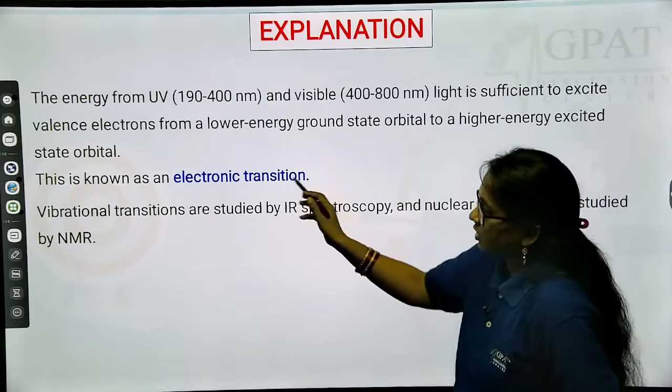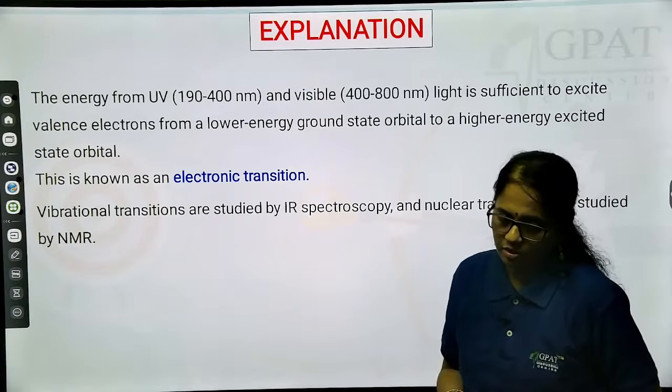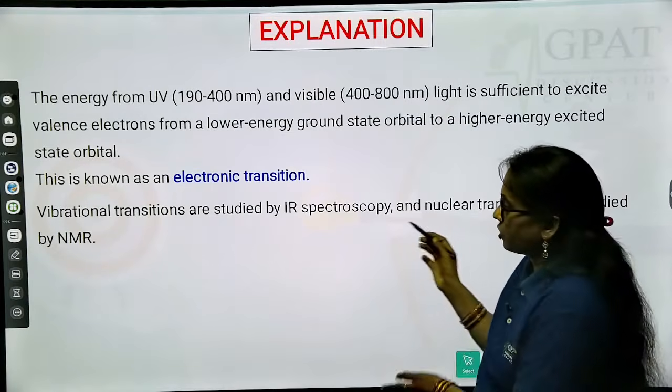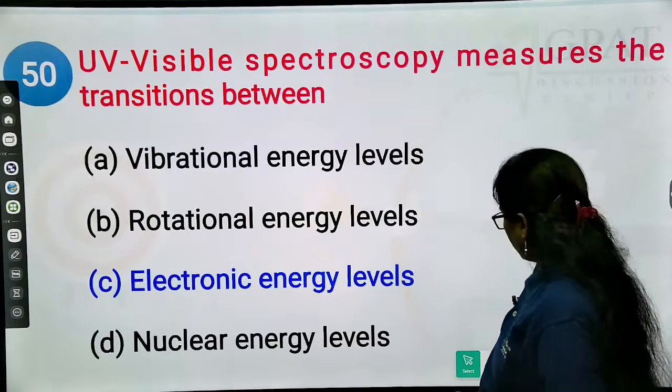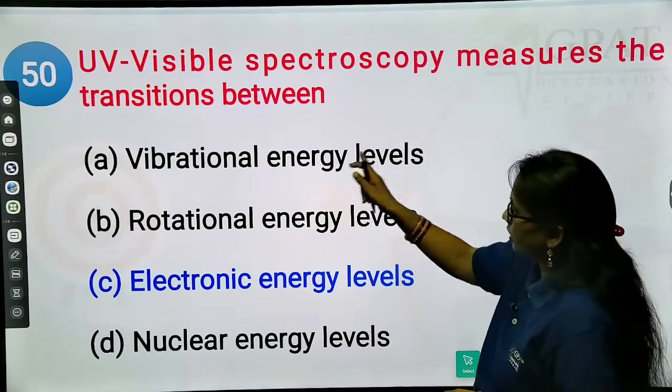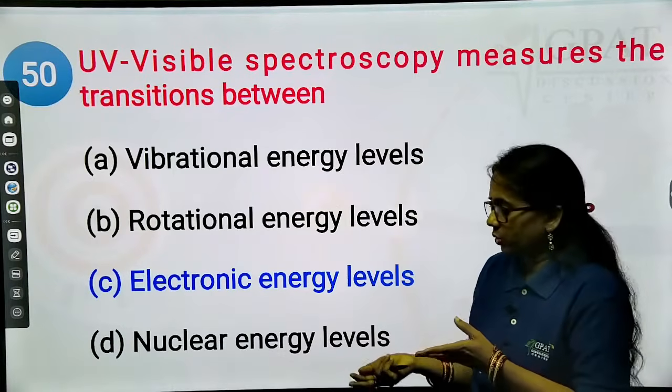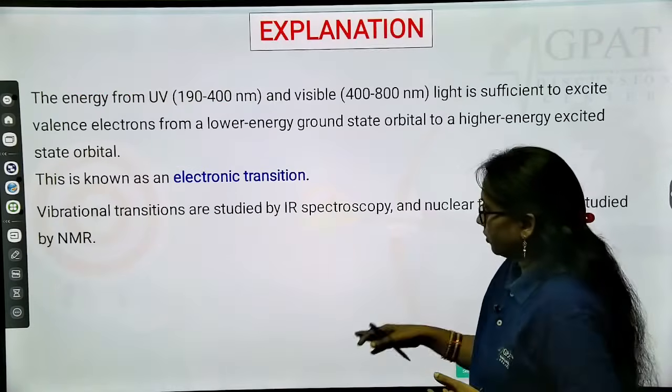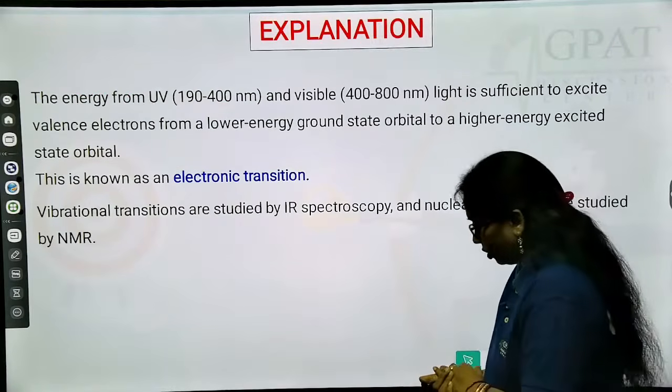Vibrational levels are observed in the IR. Rotational means microwave, and nuclear energy levels are majorly observed in NMR.